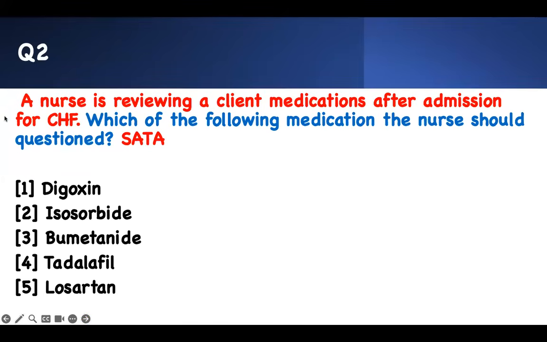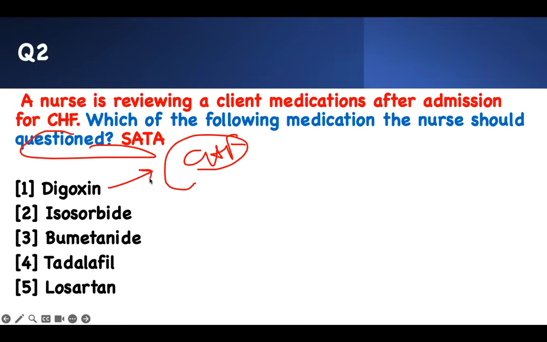Same story, same strategy. Which of the following medications should the nurse question? Now you've got to question it. The nurse is reviewing client medications after admission for CHF. The patient has CHF. What do you think? They assign medications you can use, right? Digoxin to provide power. You don't need to question that, right? Isosorbide to decrease preload and afterload, right? It decreases blood flow to the heart.